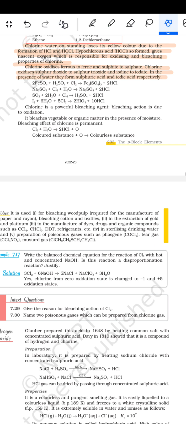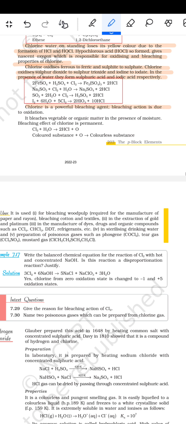FeSO4 plus H2SO4 plus Cl2 gives Fe2(SO4)3 plus HCl, Na2SO3 plus Cl2 plus H2O gives Na2SO4 plus HCl, SO2 plus H2O plus Cl2 gives H2SO4 plus HCl, I2 plus H2O plus Cl2 gives HIO3 plus HCl. Chlorine is a powerful bleaching agent.